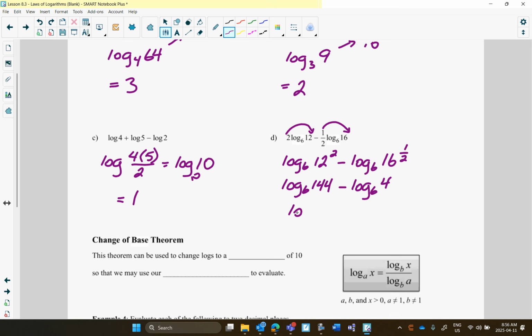Now I can go further and write a single log by doing what with the numbers? Dividing. 144 divided by 4 is going to give me 36. 6 to the second is 36, so the answer is 2.